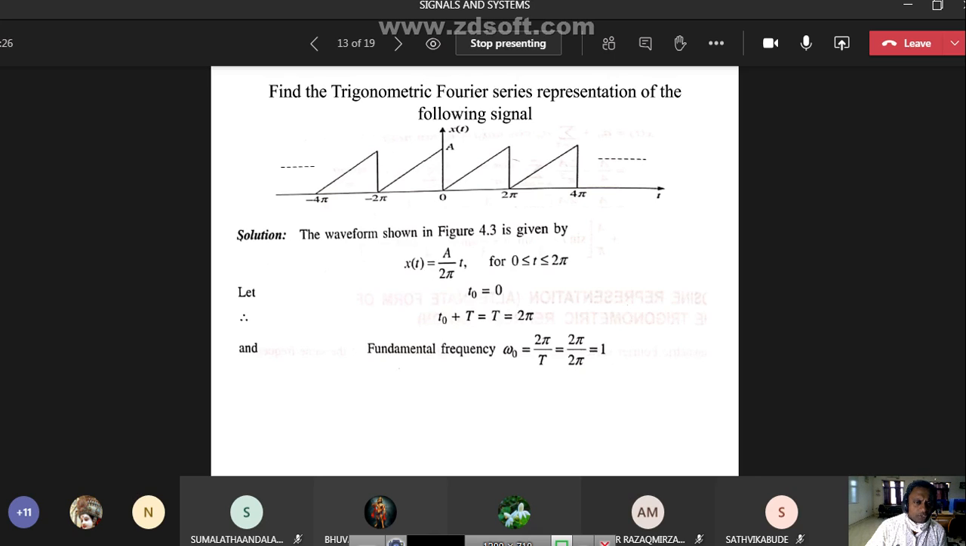This point is 0, 0 and this point is 2 pi comma 0 on the x-axis. On the y-axis, ఎంత ఉంది వాల్యూ? A. So 2 pi comma A, and this is 0, 0. So y2 minus y1 divided by x2 minus x1. This is x1, y1, this is x2, y2. y2 means A minus 0 divided by 2 pi minus 0. So A by 2 pi, into this time axis తో మల్టిప్లై చేయాలండి.